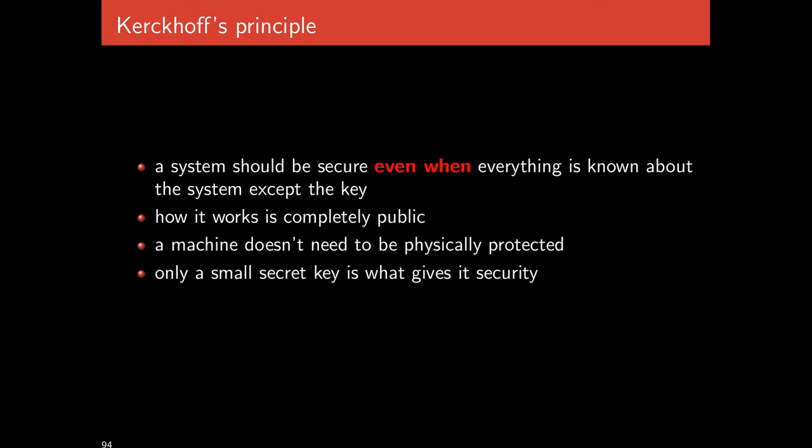Kirchhoff's principle says that a system should be secure even when everything is known about the system except the key. That is, you're encrypting, there's some small key that changes, and as long as no one knows what the key is, the whole system works. Everything else is public. You don't need to physically protect the machines that do encryption from being tampered with or inspected by someone. It's only the small secret key that achieves security.